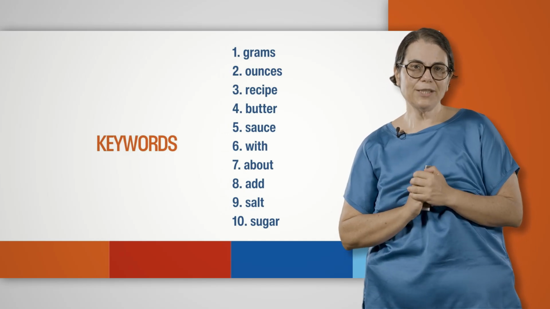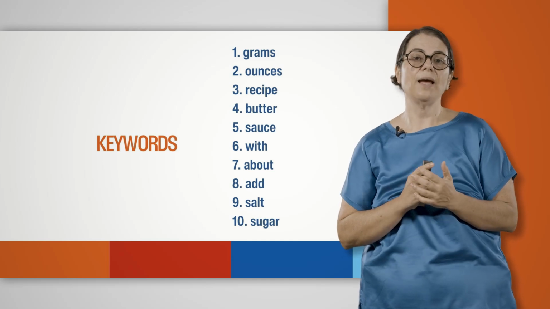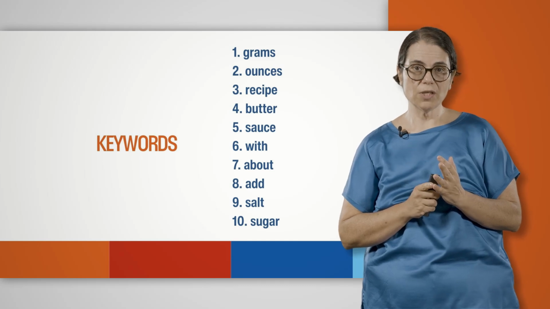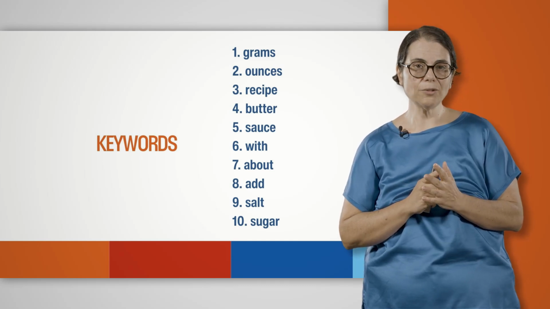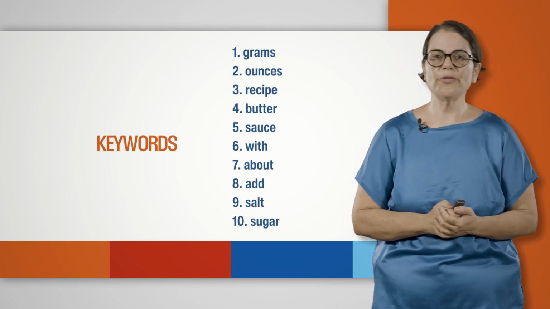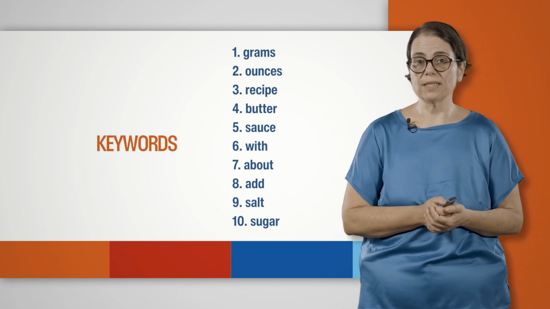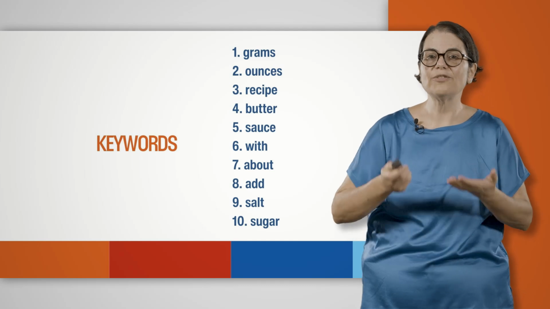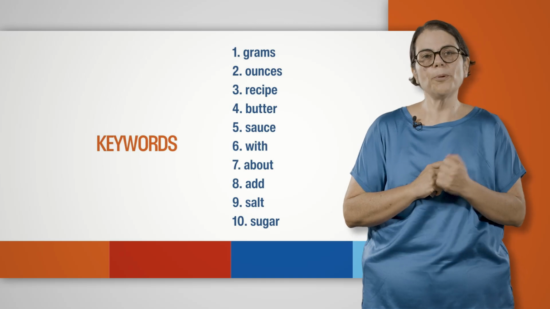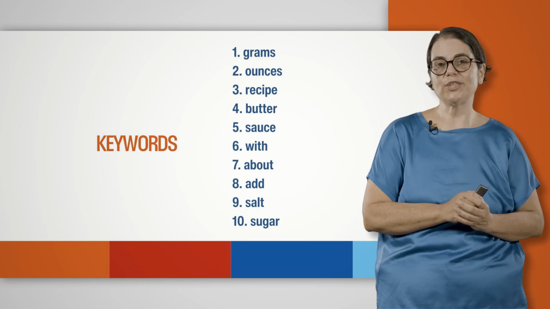The top English words in terms of significance in this book are grams, ounces, recipe, butter, sauce, with, about, add, salt, and sugar. Some words refer to units of measure, like grams and ounces, others to ingredients. Butter is the most prominent ingredient, followed by salt and sugar. In terms of preparations, sauce is more prominent than, say, broth, position 27, or dough, position 30.